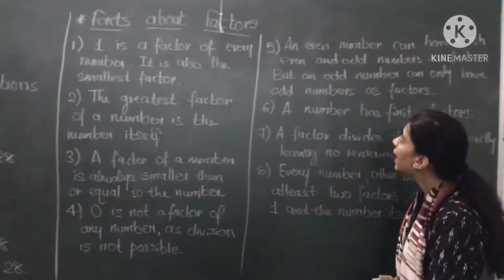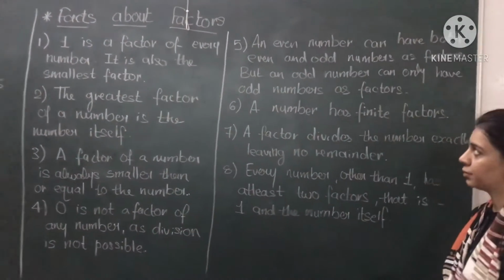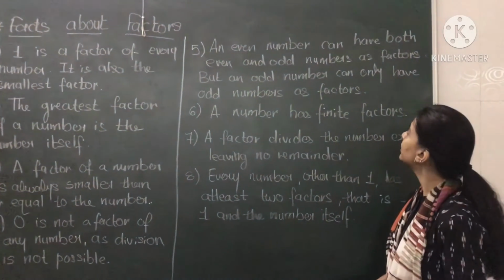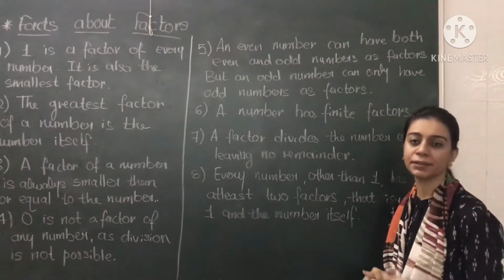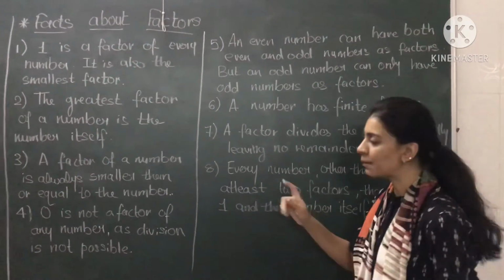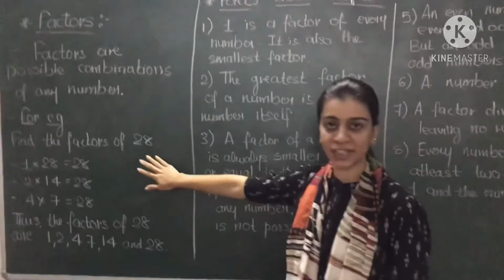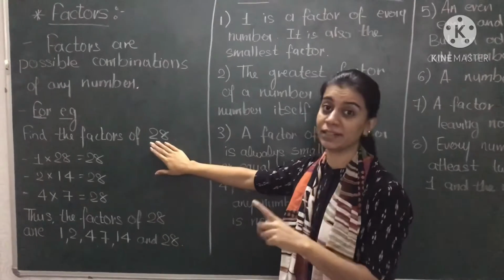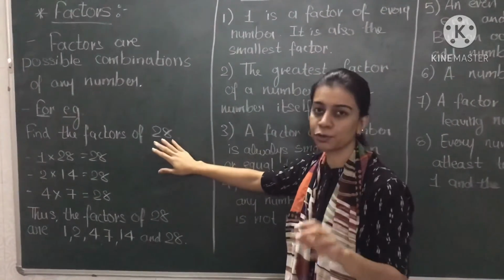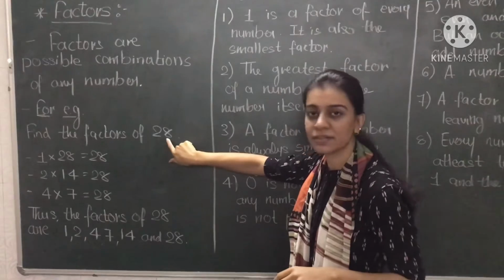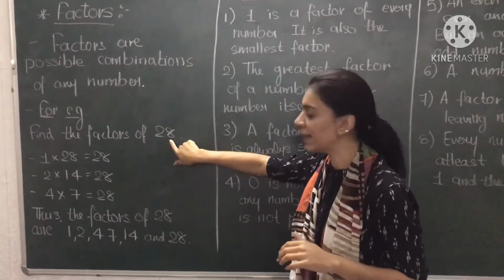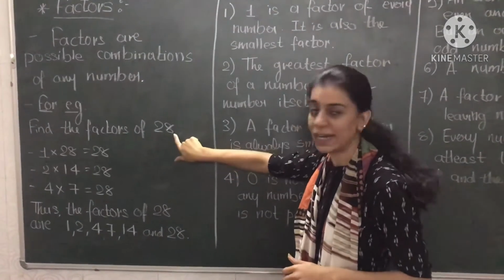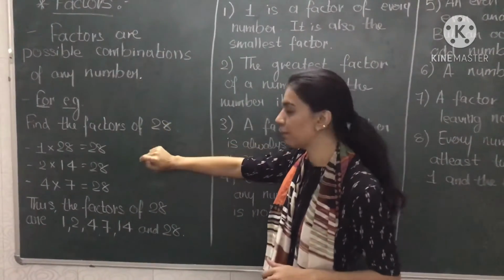Next, an even number can have both even and odd numbers as factors, but an odd number can only have odd numbers as factors. Now, in the previous example that I have shown you, the factors of 28, 28 is an even number. How can you find that it is an even number? Let me explain shortly. Consider the last digit, which is the digit at the units place. If that digit is an even number, the whole number is even. So here 8 is an even number, so 28 is an even number.